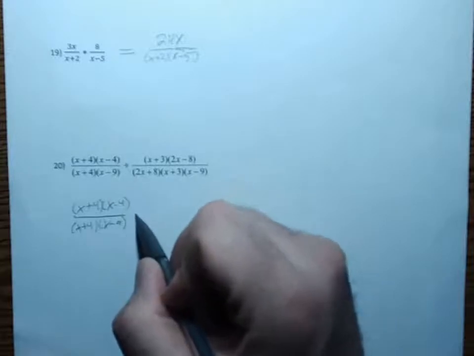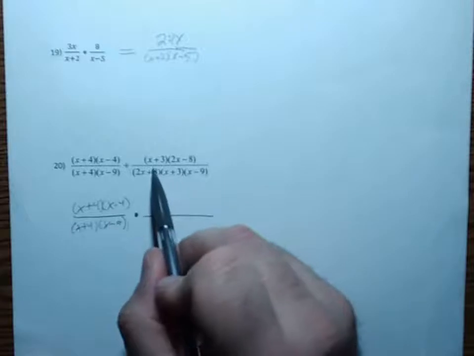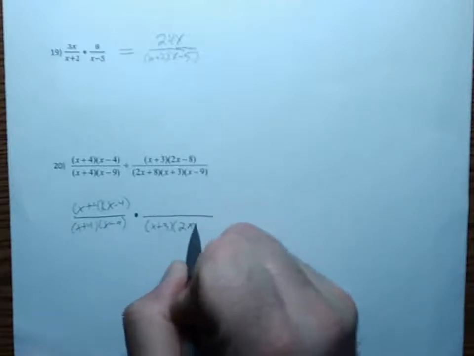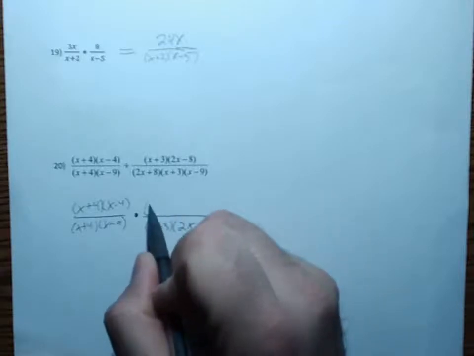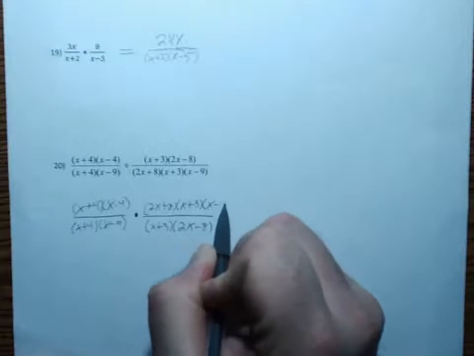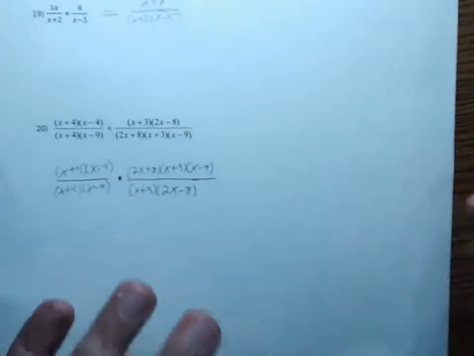We're going to change division to multiplication. And then we'll flip the last fraction. So x plus 3 and 2x minus 8 go on the bottom. And then 2x plus 8, x plus 3, and x minus 9 will go on the top. So now we have a multiplication problem.